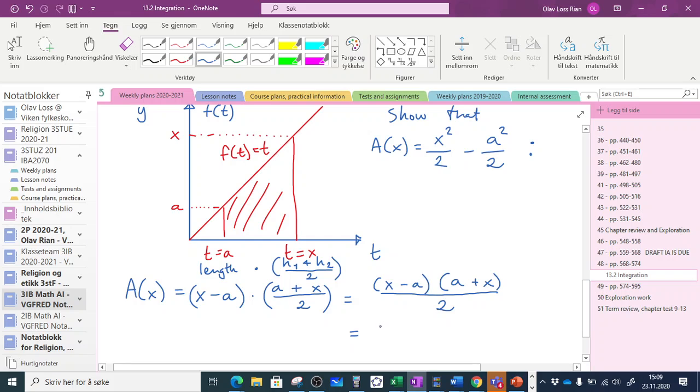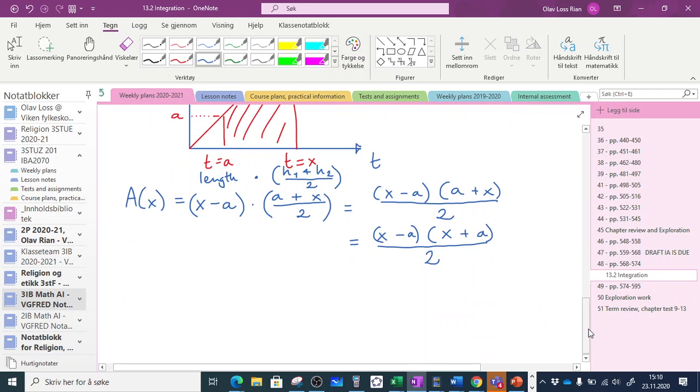And of course we can flip these numbers around because they are just added together. So this might look like something you recognize from somewhere else. So this is the conjugate theorem. If you multiply this out, you get x squared, and then you have minus ax plus ax, so that's going to cancel each other out, and you're left with minus a squared divided by 2, which is the same as x squared divided by 2 minus a squared divided by 2, which is what we were supposed to show.